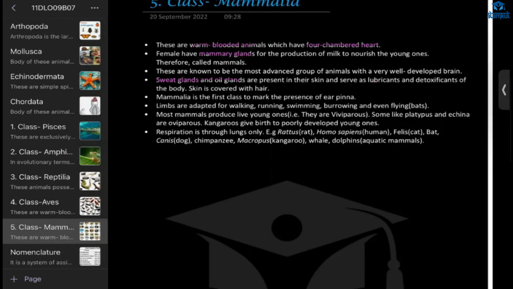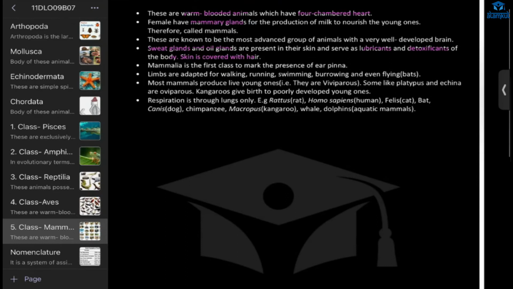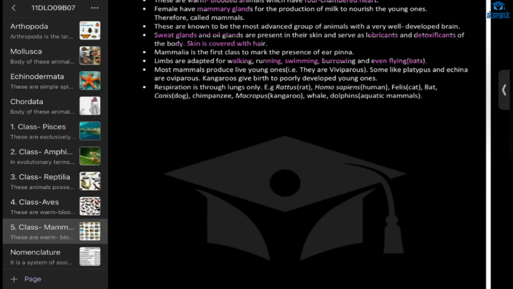And their skin, they have hairs and they have pinna, ear pinna. And their limbs are for walking, running, swimming and burrowing. Even flying like bats. Bat is not bird, it is mammal. Why? Because they have mammary glands, they produce milk. And next, they produce young ones, that is, they are viviparous. But some like platypus and echidna are exceptions. They are oviparous, that means they lay eggs and they produce milk. And kangaroo gives birth to poorly developed young ones, fetus.